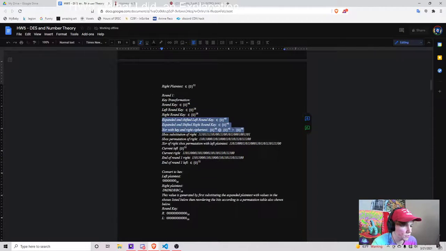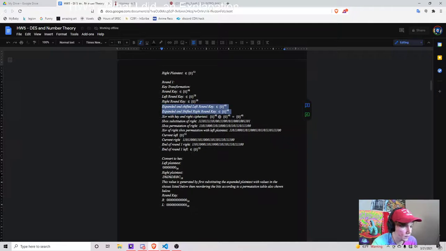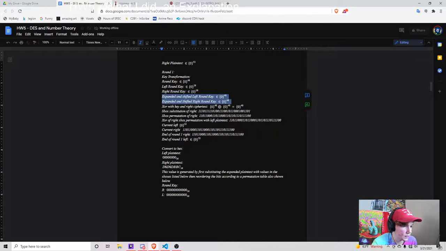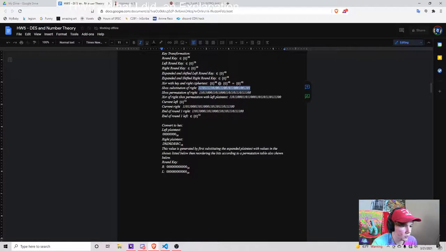From there, you will shift it, because it's round 1, so you'll shift it by 1 key. You'll XOR with the right ciphertext. Then you'll do an S-box substitution. This is the result of the S-box substitution that I got. Then you'll do a permutation. Again, this is the result of the permutation. Then you'll XOR that with the initial value. So it's all zeros. It'll just be the same thing as it was before, since 0 XOR something is just going to be that thing that you're XORing with.